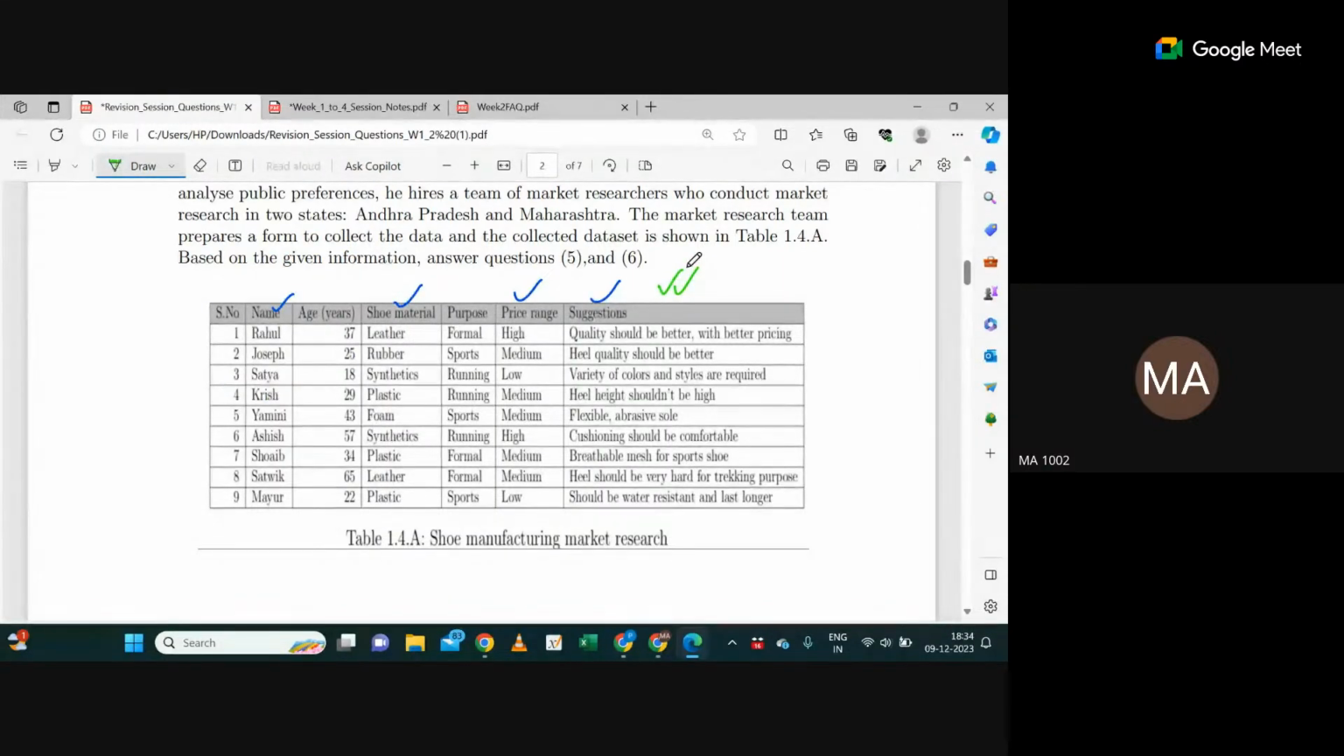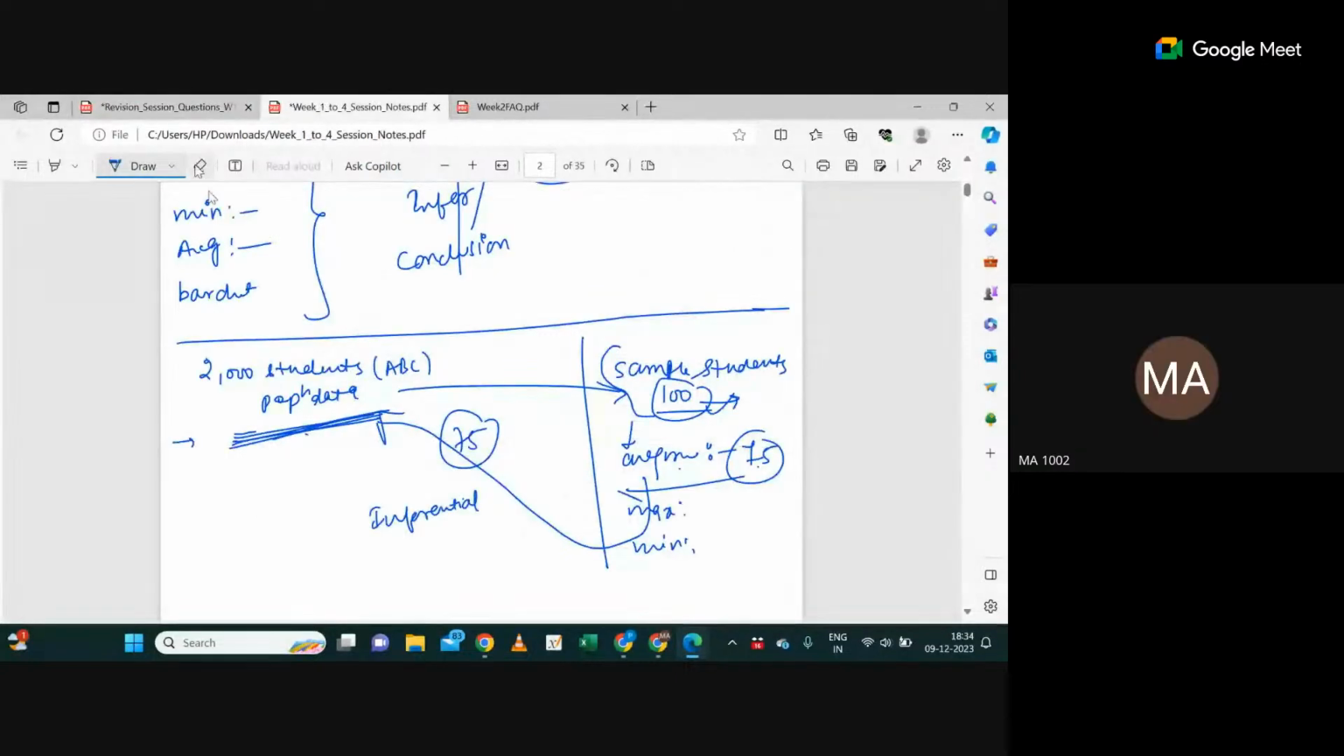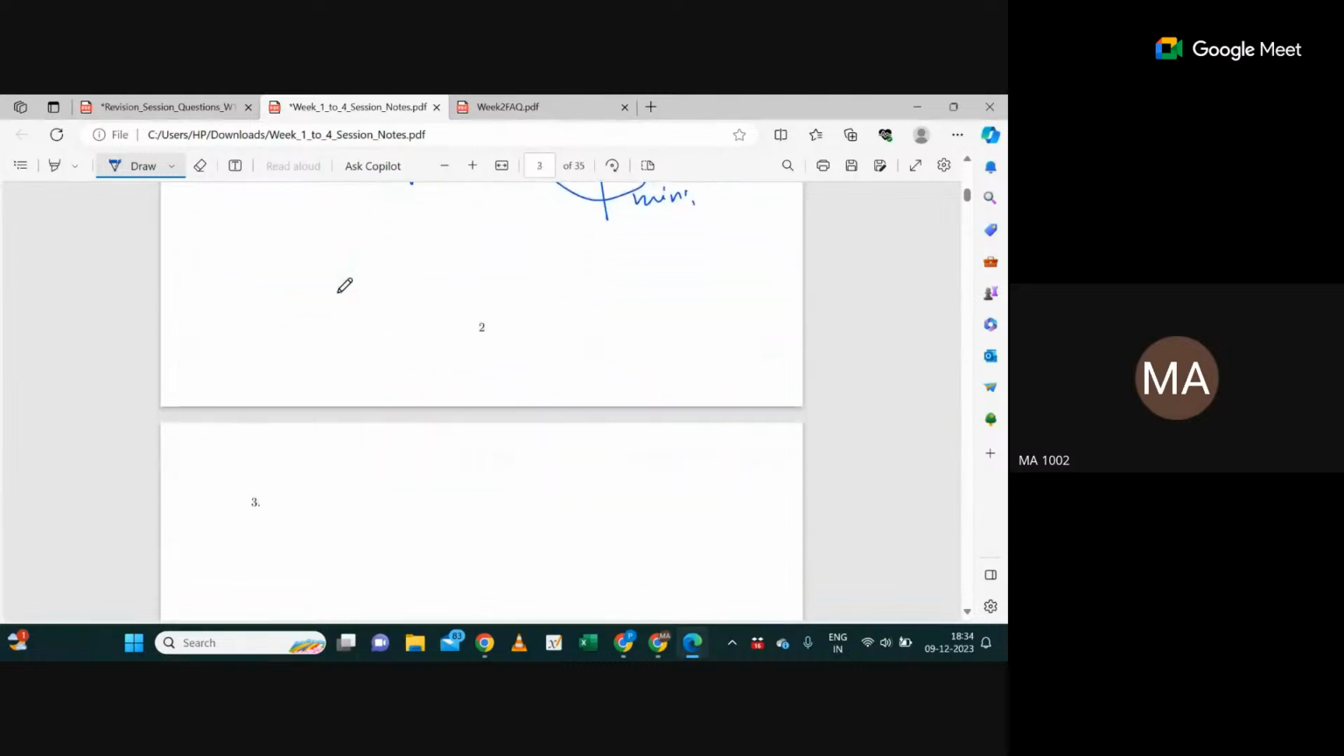Why not price range and shoe material? Suggestions are in the raw format, while purpose and price range have fixed categories. Fixed category. Okay. Basically, what is the definition of structured and unstructured data?